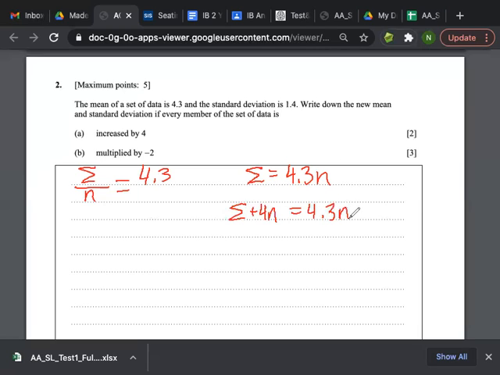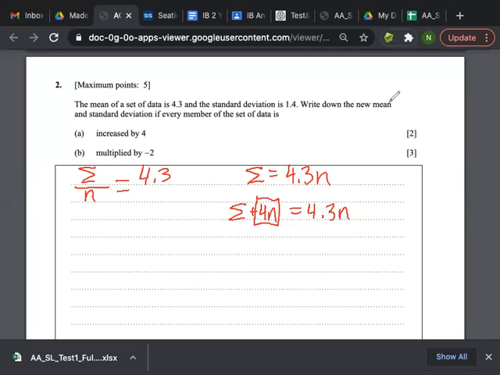Using this same concept, I can solve and see that the only thing that changed is this 4n. When I divide by n, because I'm dividing by the same number of terms, you've increased the mean by that much. I just shifted my set of data this way. So the average is just 4 more. Does that make sense? Yes.